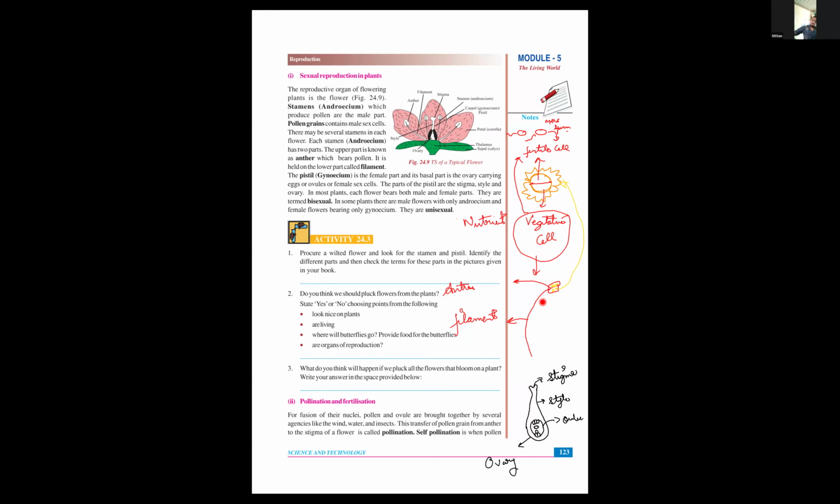Okay. So this is called the male reproductive part. The head of the male reproductive part is called the anther, and the filament is the stick that is attached to the flower. In the same way, this is called the female reproductive part. The upper part where the pollen grain falls is called the stigma. Guys, did you understand? Yes or no?